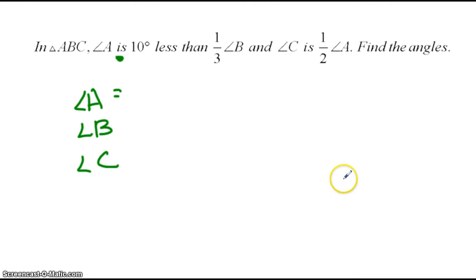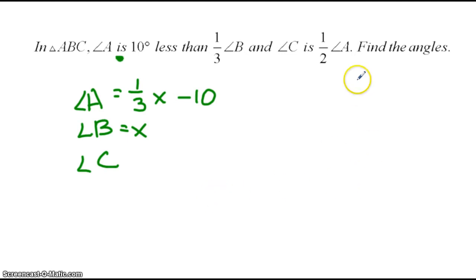So that means we're going to write an expression for A. So it's 10 less than... When we say 10 less than something, it means we're subtracting 10 from something, and it's 1/3 of B. Well, I don't know B, so I'm going to call angle B x and leave that as x in that expression.